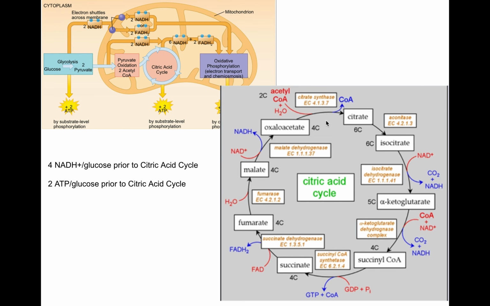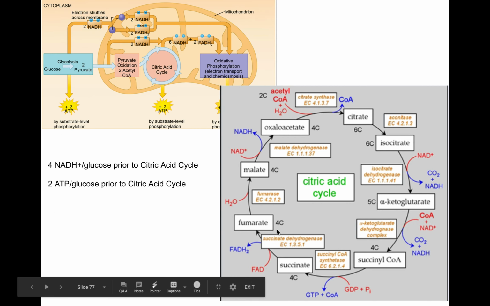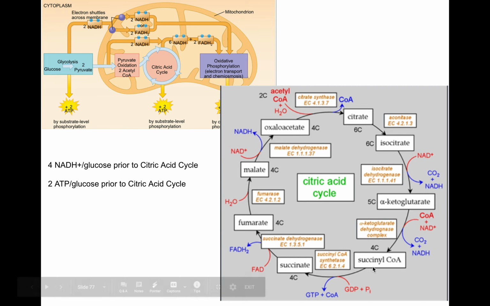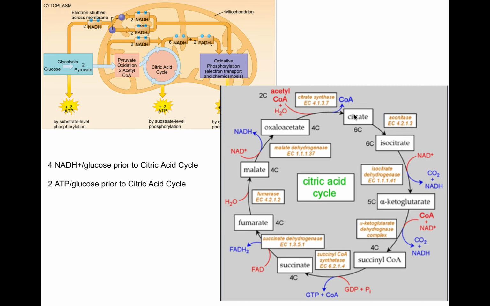Now, here's the citric acid cycle. Remember, you have a toxin that inhibits succinate dehydrogenase. That is right here. So if you have a toxin that inhibits this, it'll stop the cycle right here. So let's see what we can get up to that point. You've got the formation of citrate. Here's the acetyl-CoA coming in from the pyruvate oxidation. Here's the citrate to isocitrate.